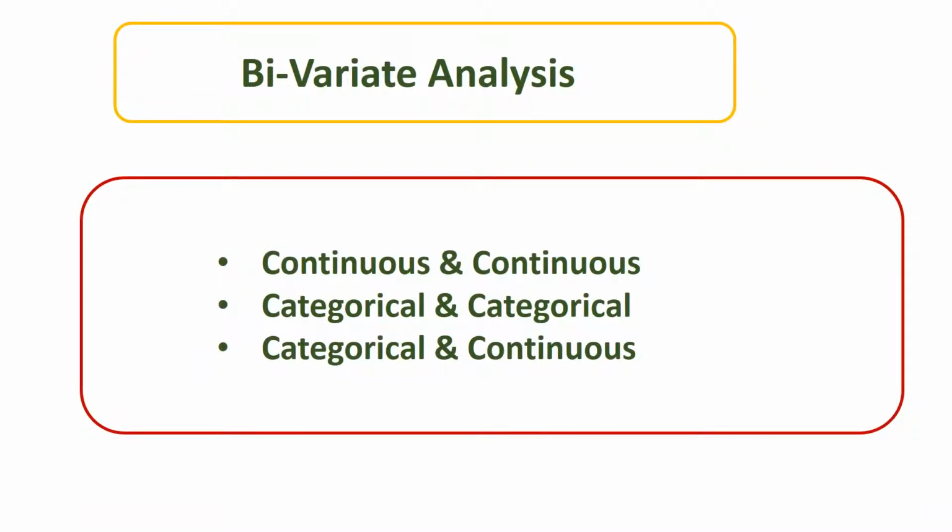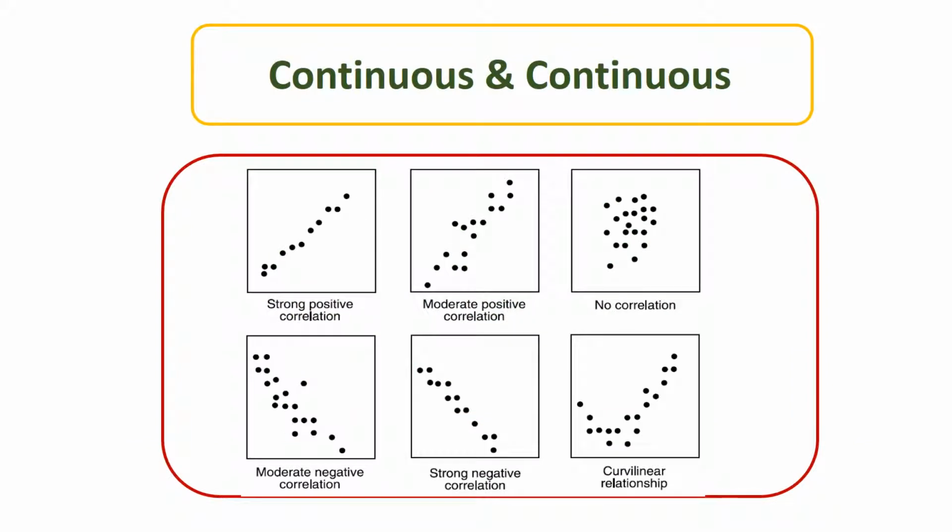In case of bivariate analysis, instead of analyzing the variables singularly, we have to consider two variables at a time. The two variables may be any type, continuous or categorical. So it may be continuous and continuous, categorical and categorical, or categorical and continuous. In case of continuous and continuous, we can use the scatter plot as a visualization.